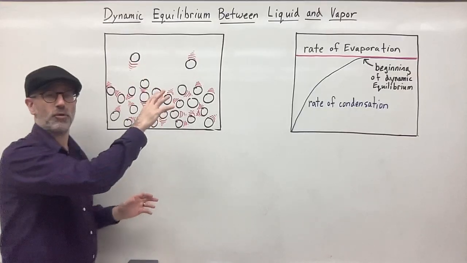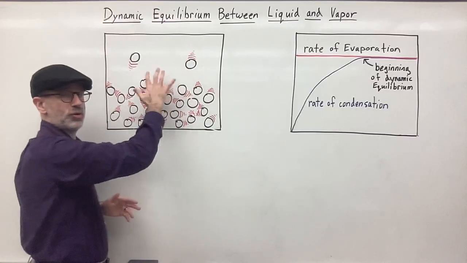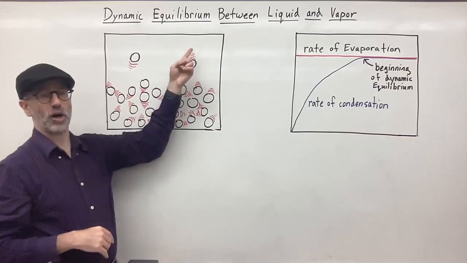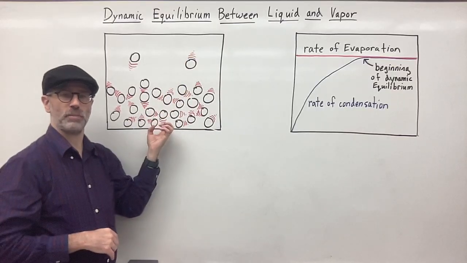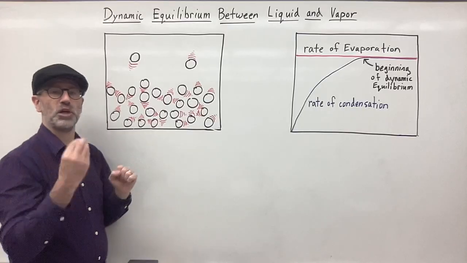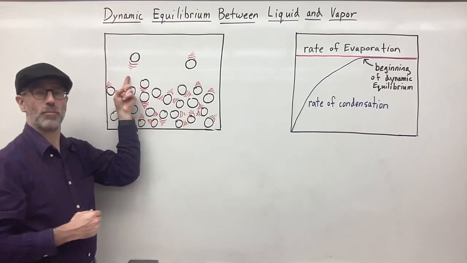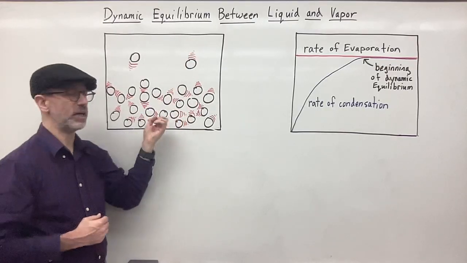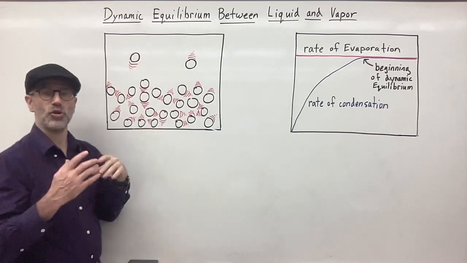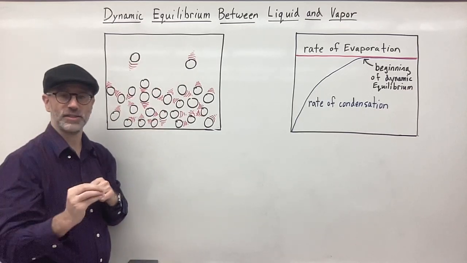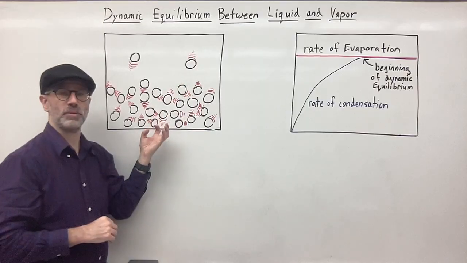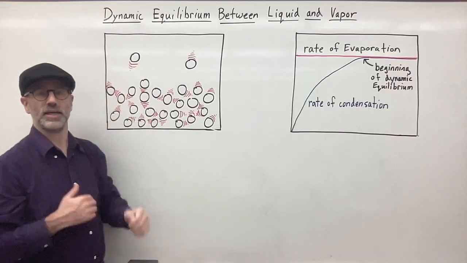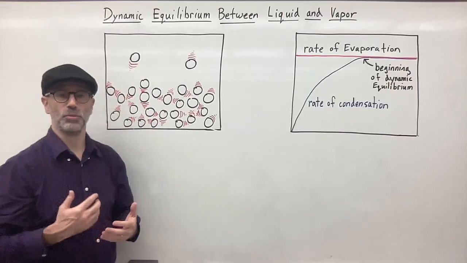There's going to be a point where the number of particles you have in the vapor phase is going to be enough such that the number of particles hitting and being reabsorbed into the liquid is equal to the number of particles breaking free from the liquid. As a particle gets absorbed into the liquid, a particle is going to be released. So you get a rate of condensation, where the particles are being absorbed, equal to the rate of evaporation, where the particles are being released, and that is known as dynamic equilibrium.